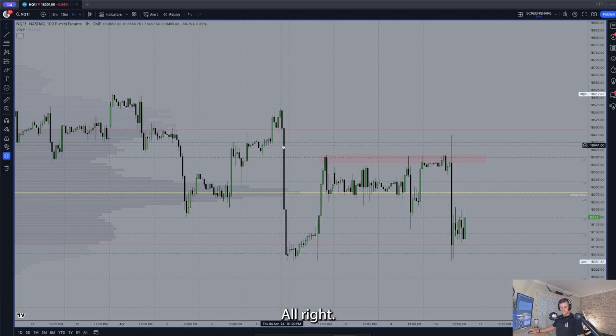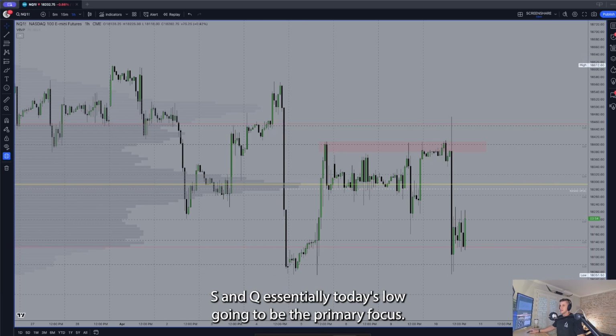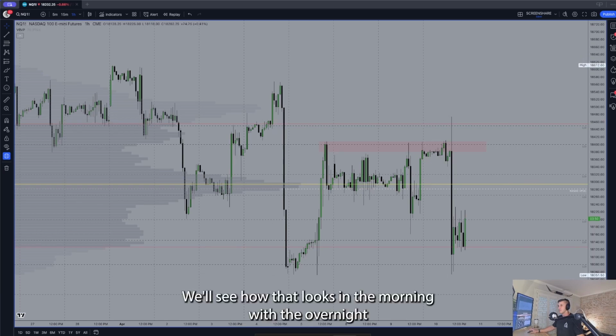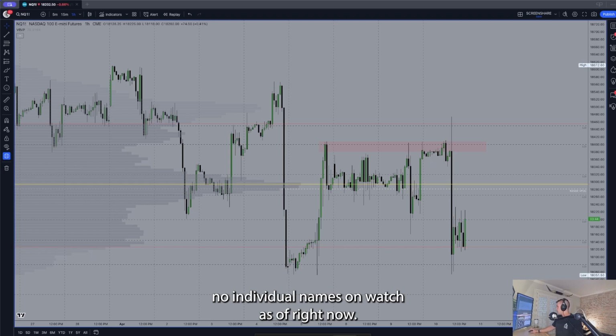All right. So that's the main watch. ES, NQ, essentially today's low, going to be the primary focus. We'll see how that looks in the morning with the overnight trading, pre-market trading into PPI. No individual names on watch as of right now.